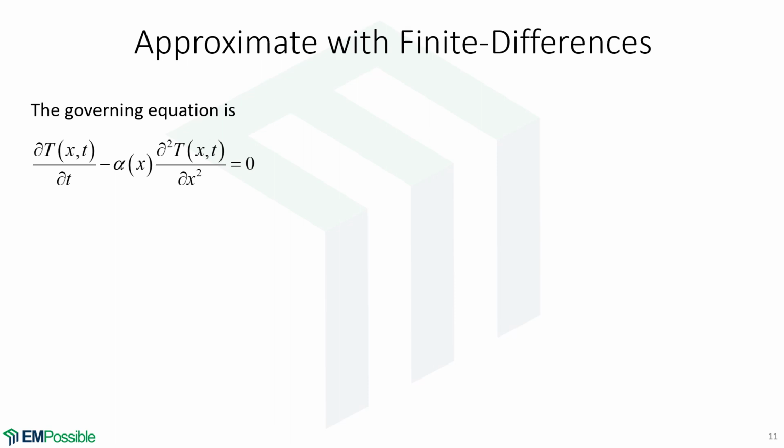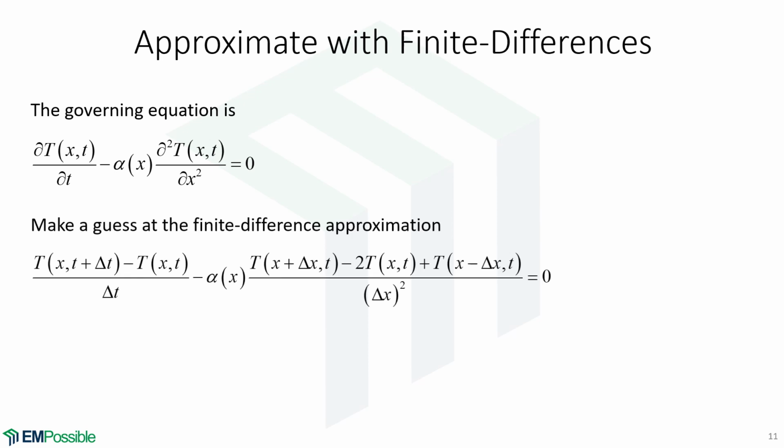Now that we have our equation from the previous slide, the first thing we want to do is approximate all of the derivatives with everything we know about finite differences. We have a first order derivative with respect to time, and we have a second order derivative with respect to x. Let's go ahead and approximate these with finite differences. We'll just make a guess at this. For our time derivative, we have our future temperature profile minus our current temperature profile, divided by the time step delta t.